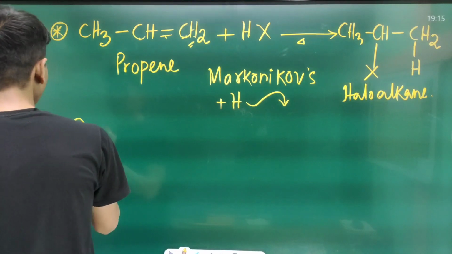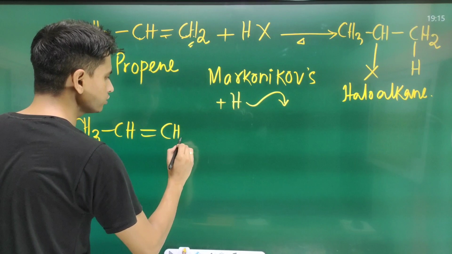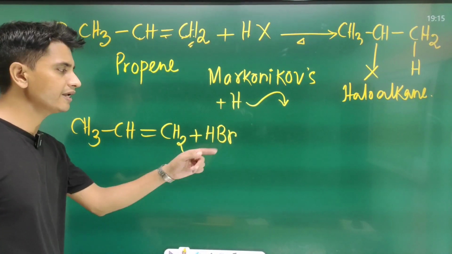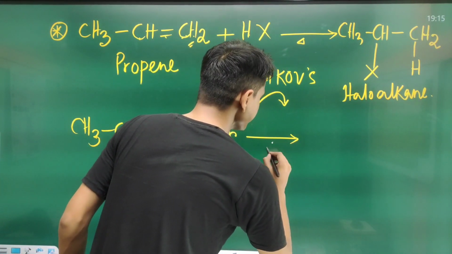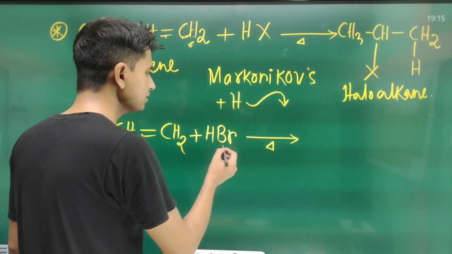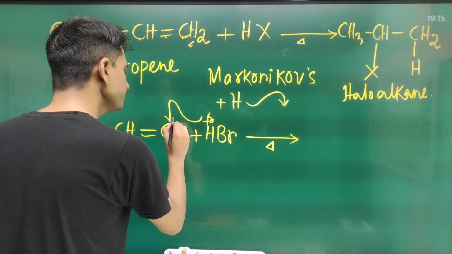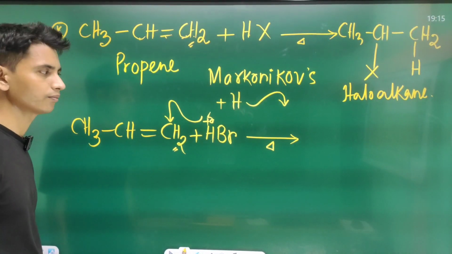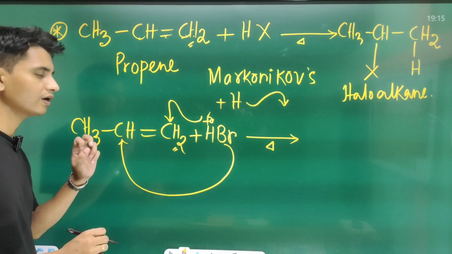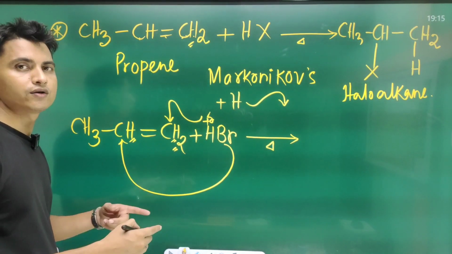Another example, suppose CH3, CH double bond, CH2 plus HBr. Suppose in place of HX, HBr is given. Then this reaction is again in accordance with Markovnikov's rule. Markovnikov's rule means the positive part of the reagent goes to the carbon of the double bond which bears the highest number of hydrogen atoms. The negative part of the reagent goes to the carbon which bears fewer hydrogen atoms. Here is only one hydrogen, here two hydrogen atoms.